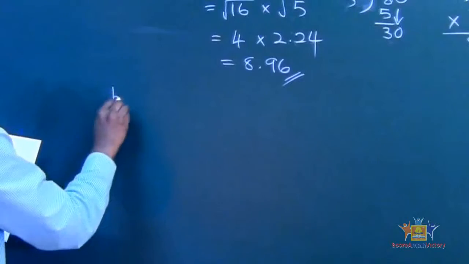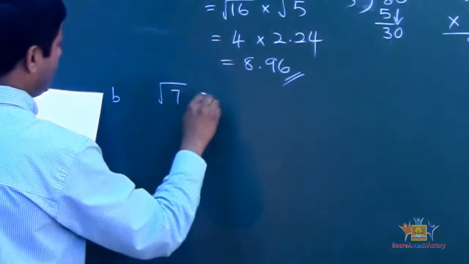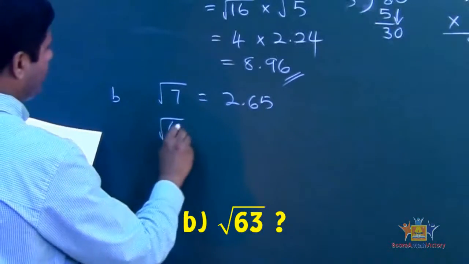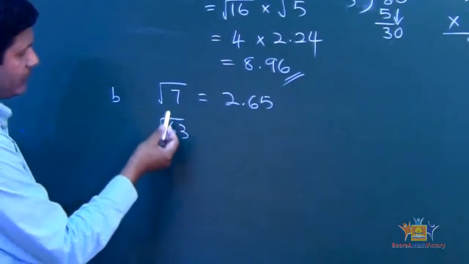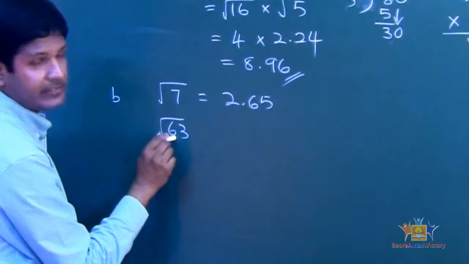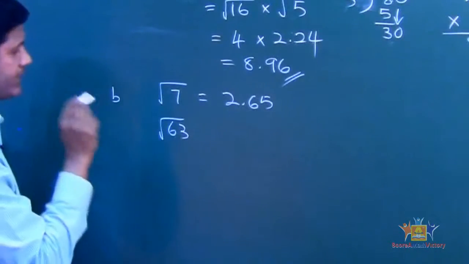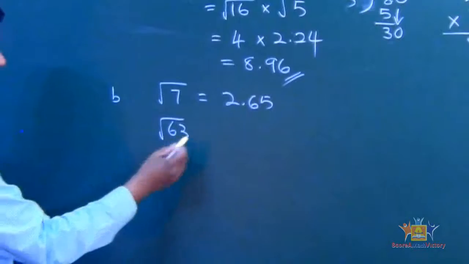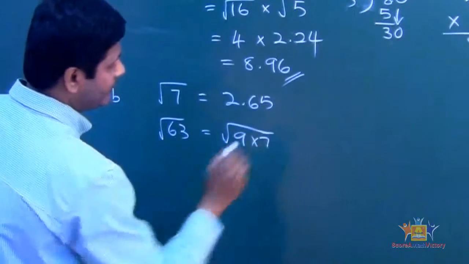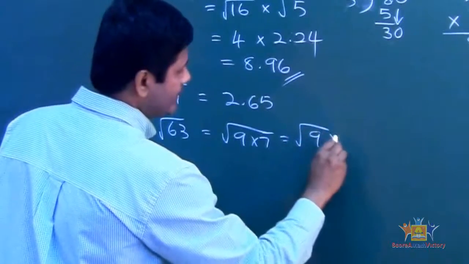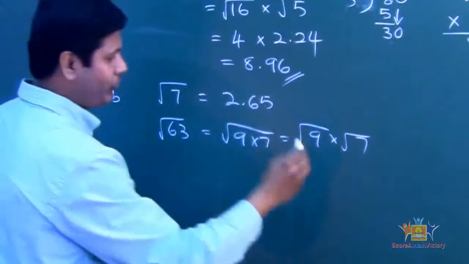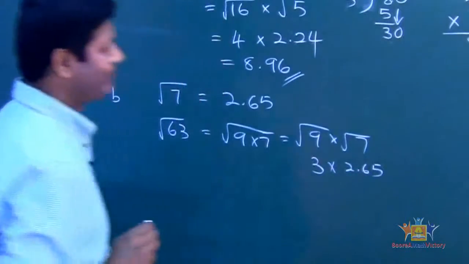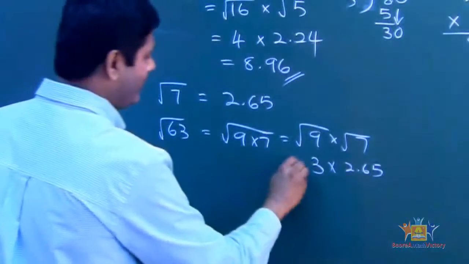Alright, let's do B. Alright, B, you're given square root of 7 equals to 2.65. And they want you to find what is square root of 63. When you have something like this, that tells you you should able to break 63 with 7 in it. So what times 7 give you 63? That's in a timetable range, alright? 9 times 7. 9 times 7 is what? 63. That means 9 times 7. See that? That means square root of 9 times square root of 7. And I know what square root of 9 is. 3. What is square root of 7? It's given, which is 2.65. Right there. Can I solve that? Yes, just multiply.